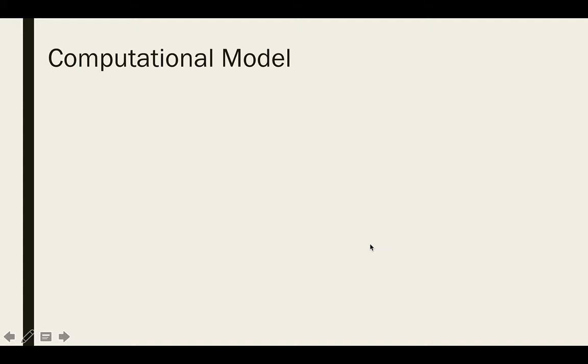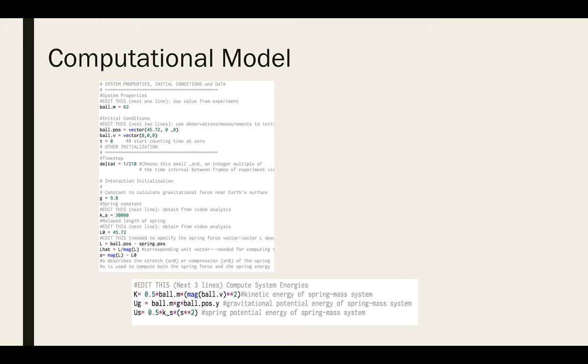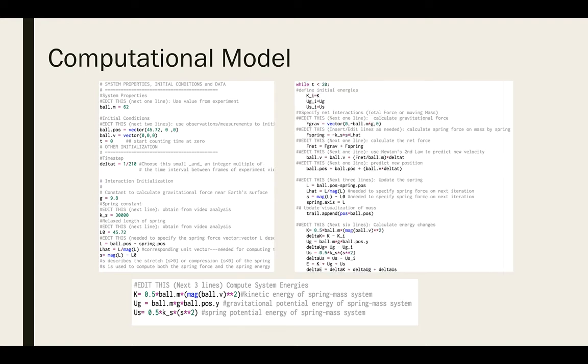After finding these models, I created a computational model of the object's motion. I first changed the initial conditions to match that of the situation and computed the energies of the system using the equations to determine kinetic, gravitational potential, and spring potential energy. I edited the while loop to calculate net force using gravitational and spring forces, and also to update the ball's velocity and position using Newton's second law. I also updated the spring's length and stretch in this loop and found the energy changes by finding the new kinetic, gravitational potential, and spring potential energies at the new position and then just subtracting the initial ones from them.